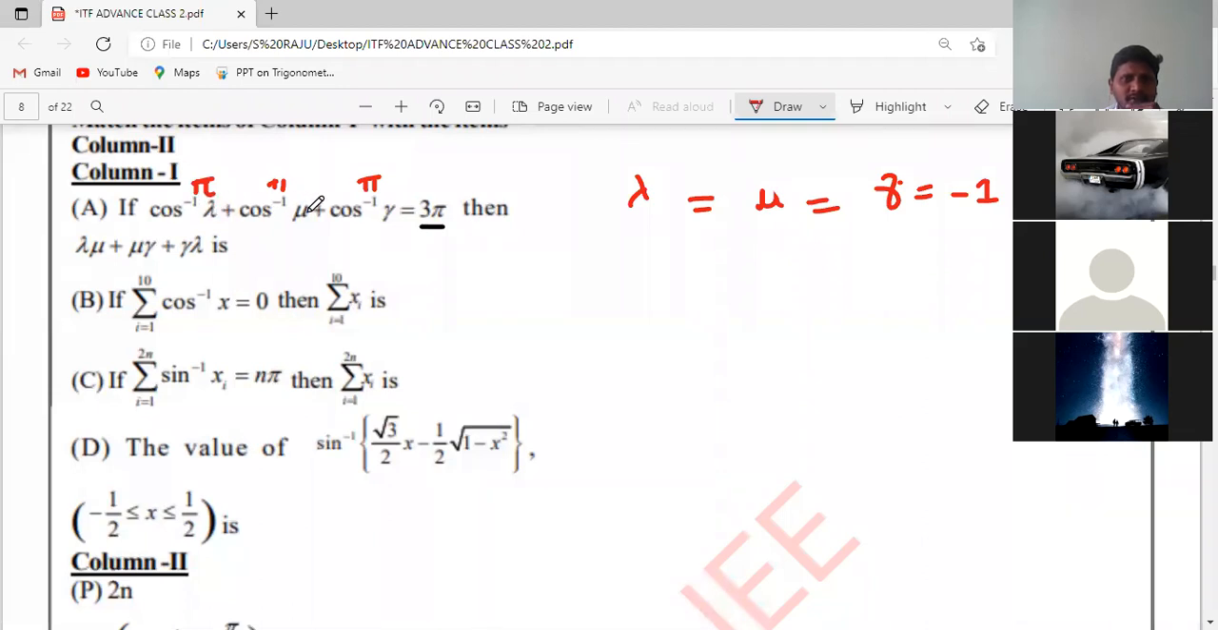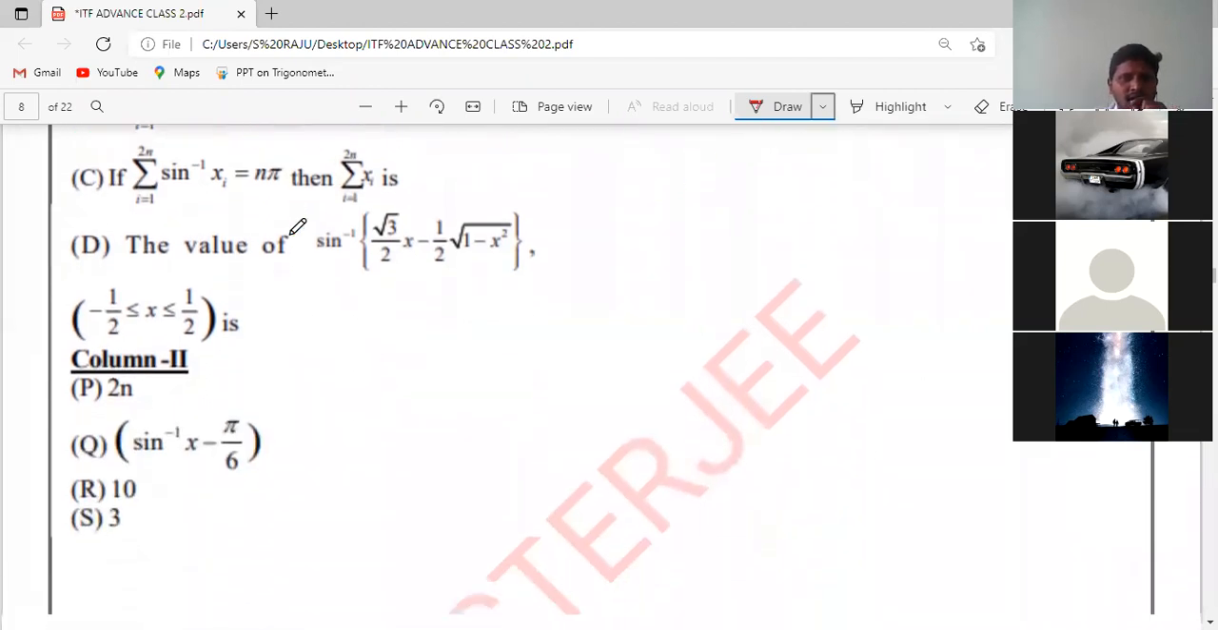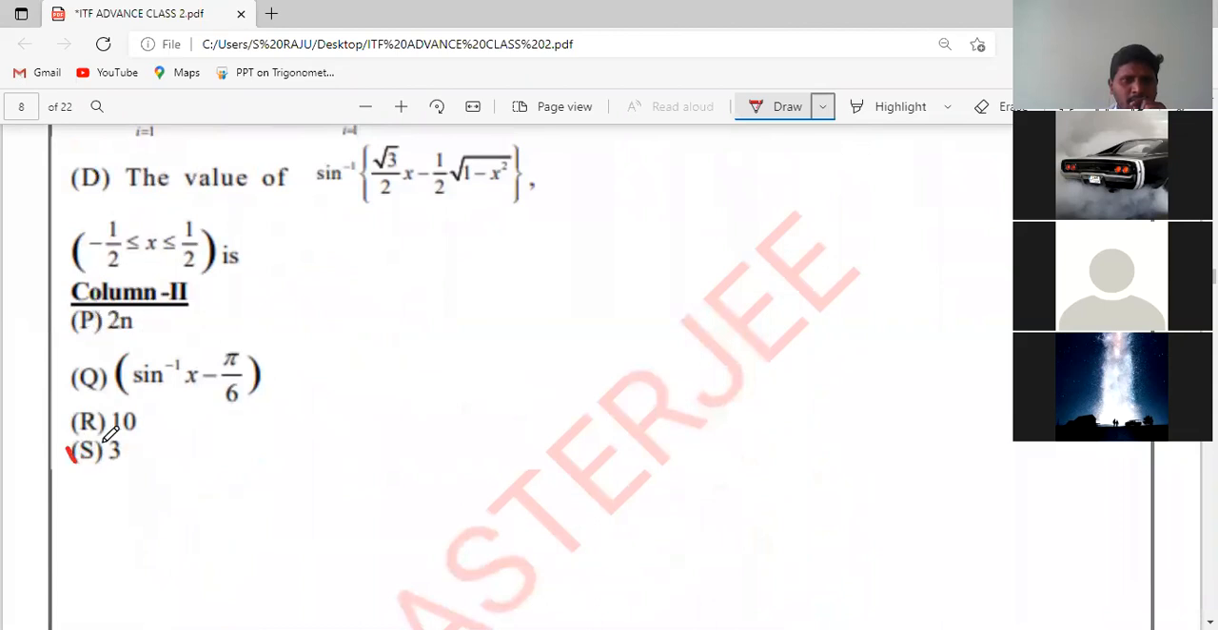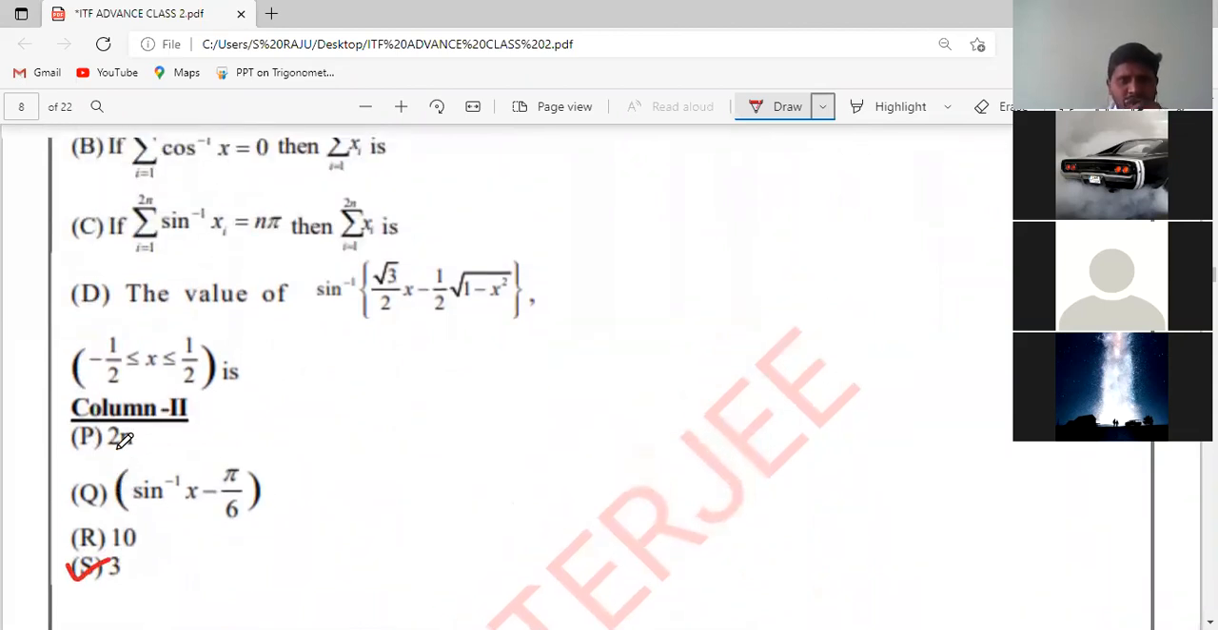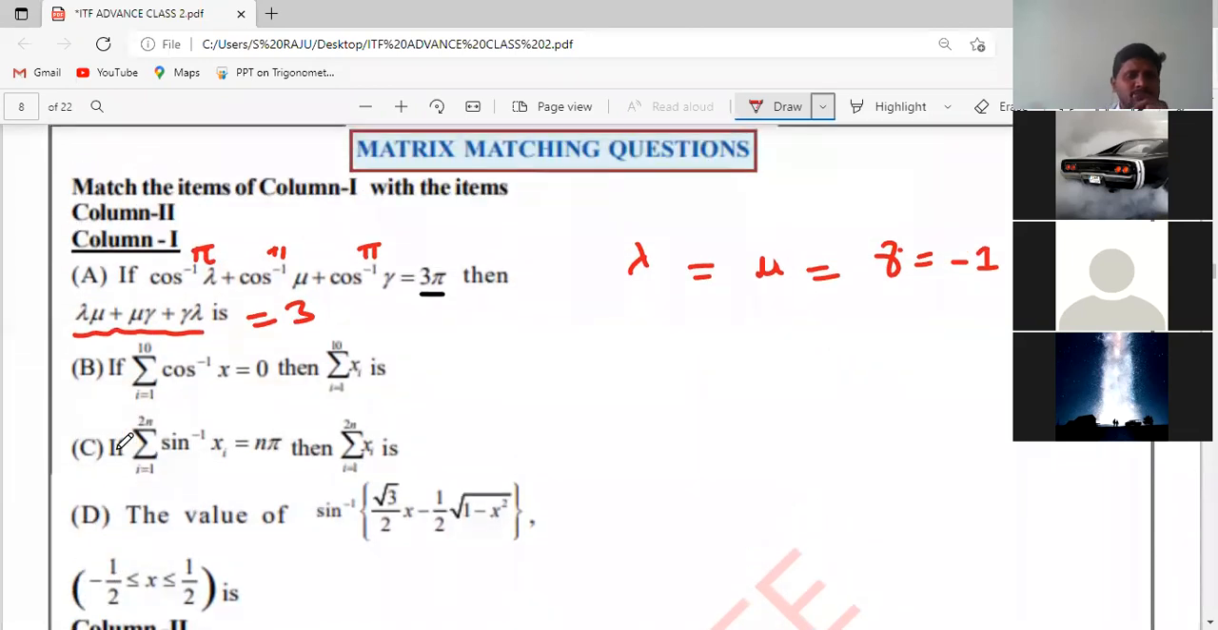Cos inverse of 1, cos inverse of 1, so this value should be minus 1. So in the first case, if I substitute that value, what is the answer? Minus 1 into minus 1, minus 1 into minus 1, minus 1 into minus 1. This is equal to 3. Am I right? Option 1 is easy, so the answer will be 3, because column 2 is given very clearly. Okay, 3 is the right answer.